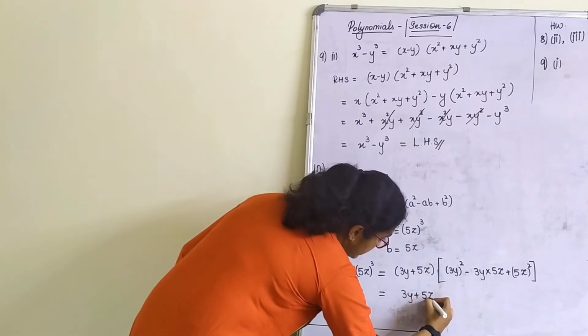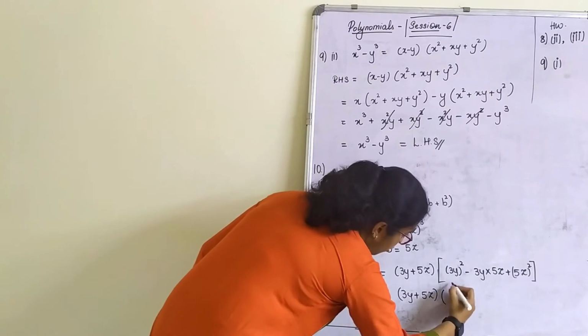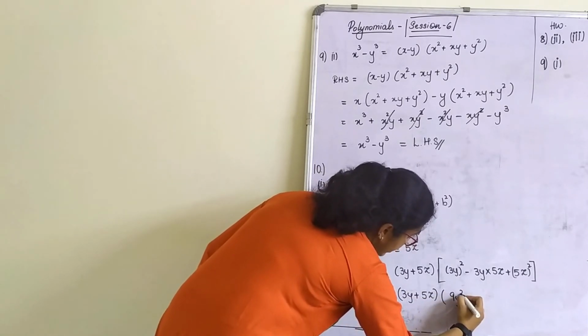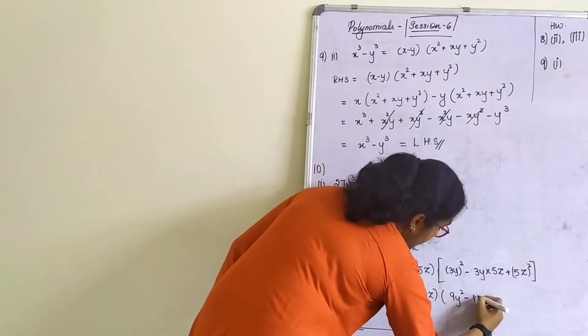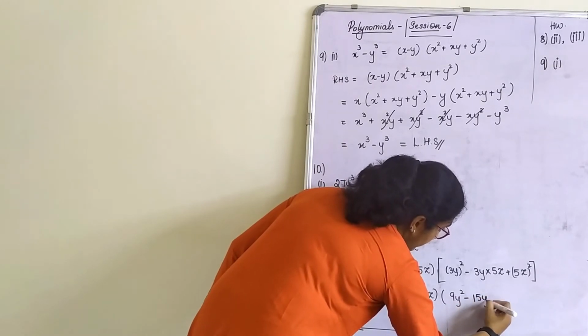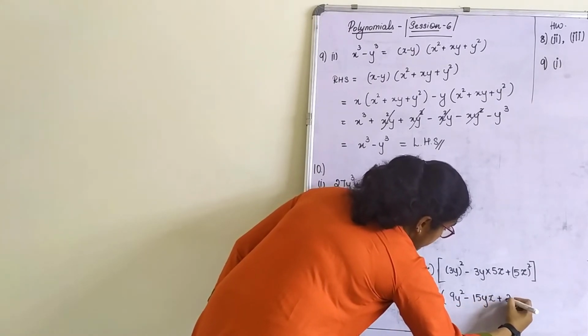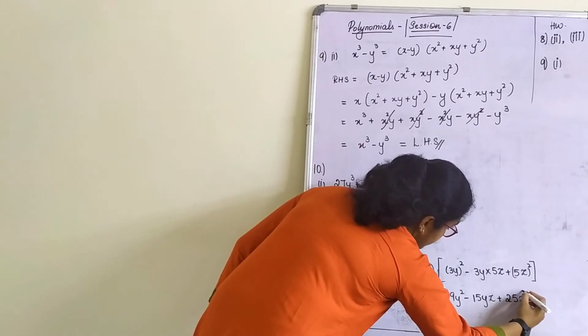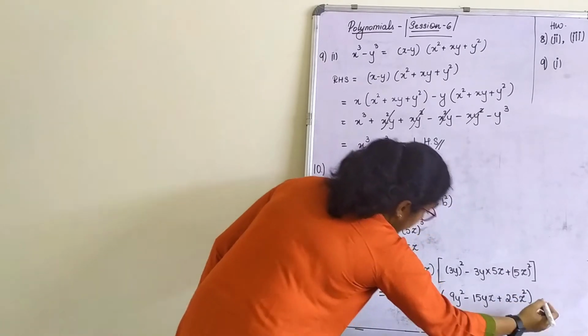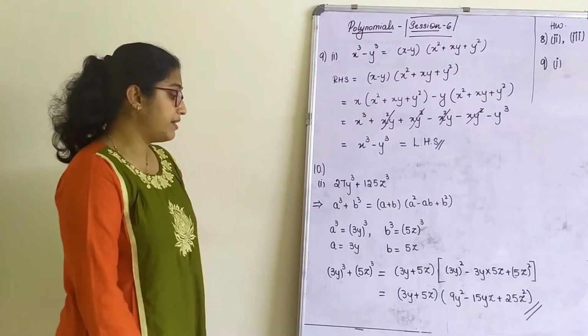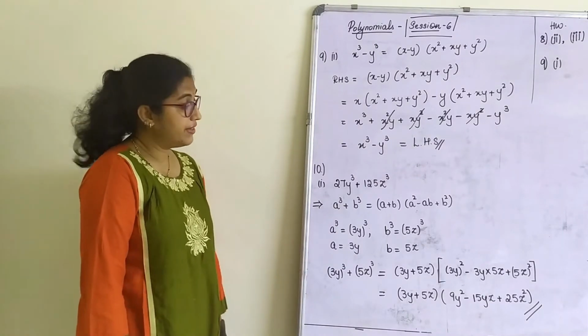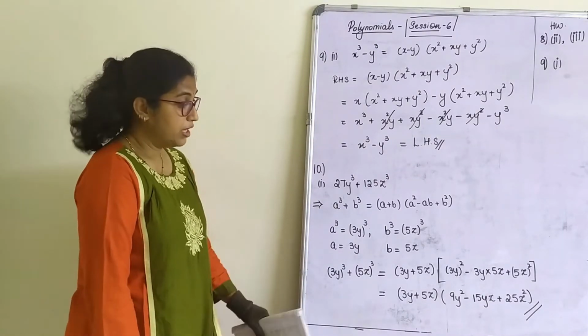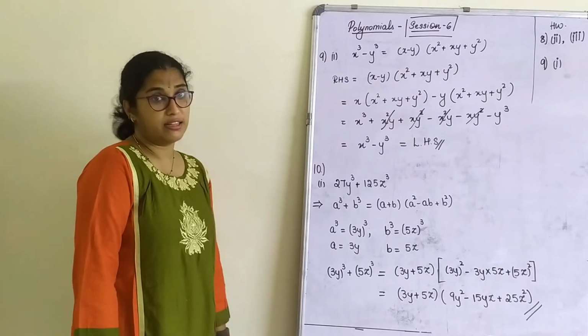Final answer: 3y plus 5z of 9y square minus 3 fives are 15yz plus 25z square is the answer for 27y cube plus 125z cube. Copy this down. Similarly, we will solve the next one.